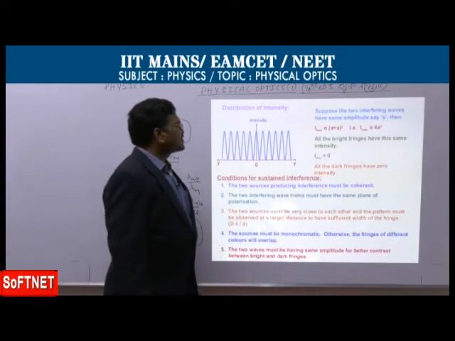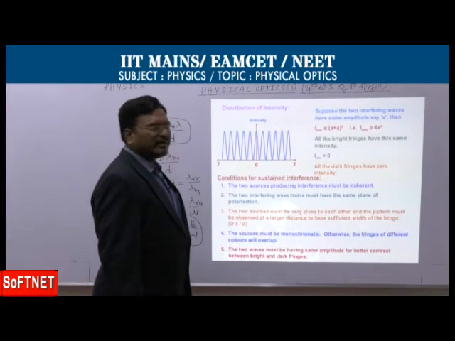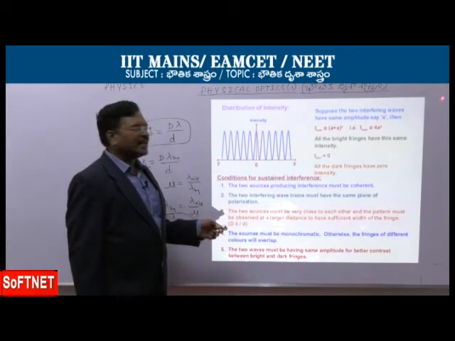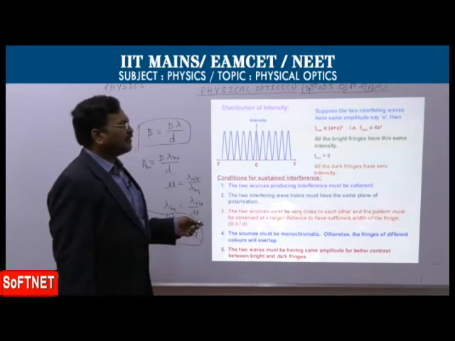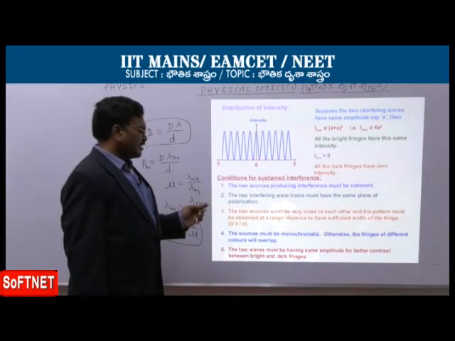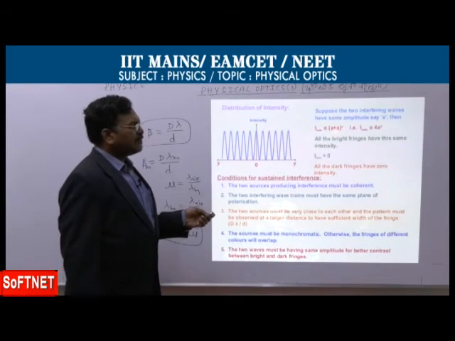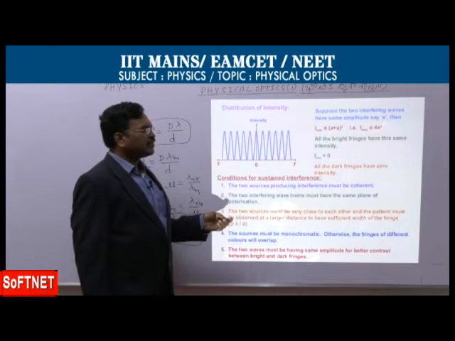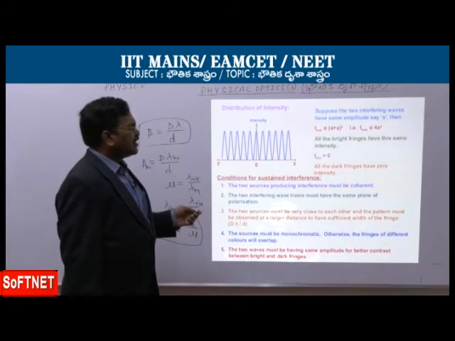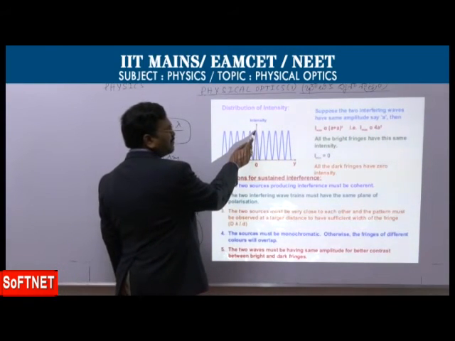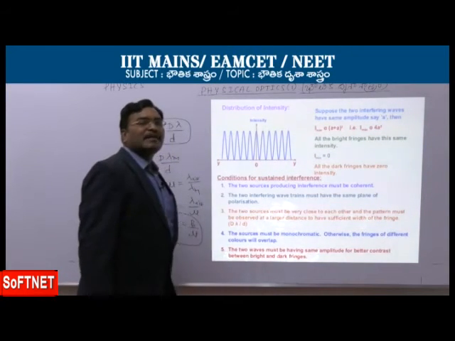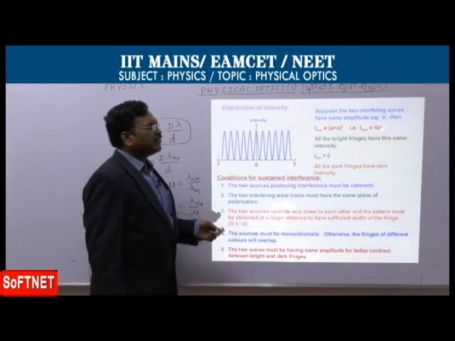And now we discuss the distribution of intensity. Suppose the two interfering waves have the same amplitude, say A. A is equal to B, which is equal to A only. At that time I maximum is proportional to (A plus B) whole square. B is also equal to A, so (A plus A) whole square. A plus A is 2A. 2A whole square is 4A square. I maximum is proportional to 4A square. All the bright fringes have the same intensity. At the central maximum we get the first bright band, then the second bright band, the third bright band. All bright bands have the same intensity, 4A square.